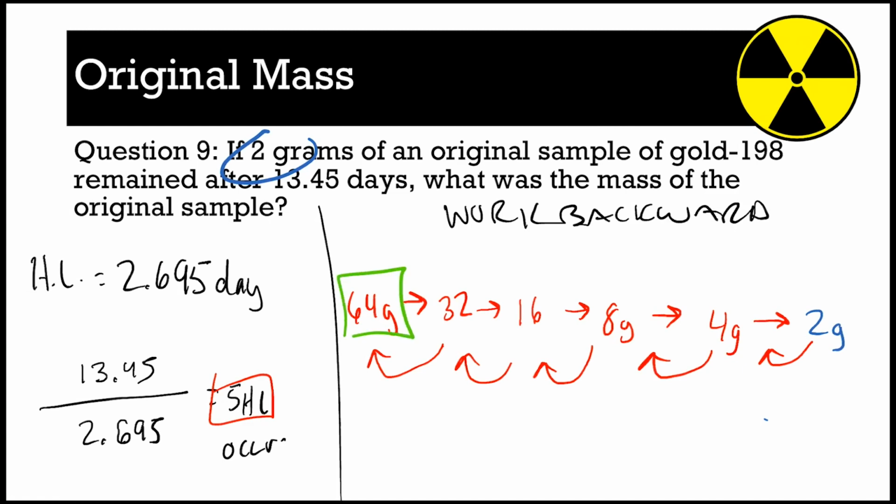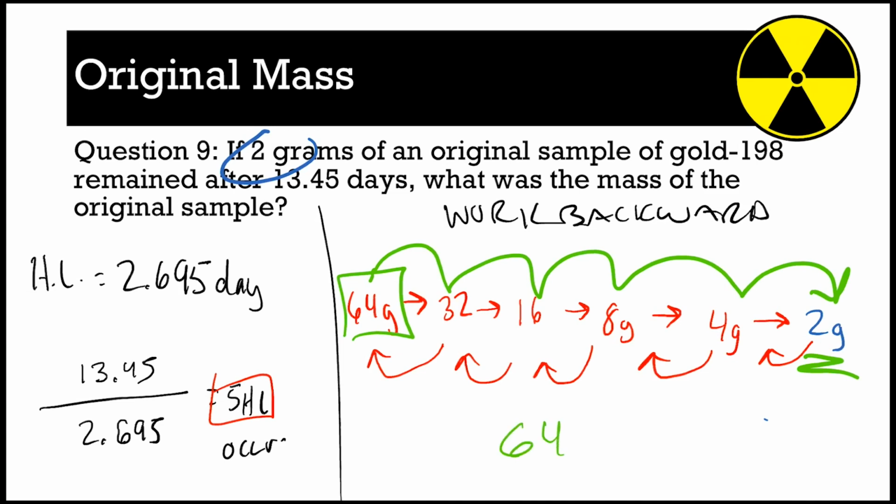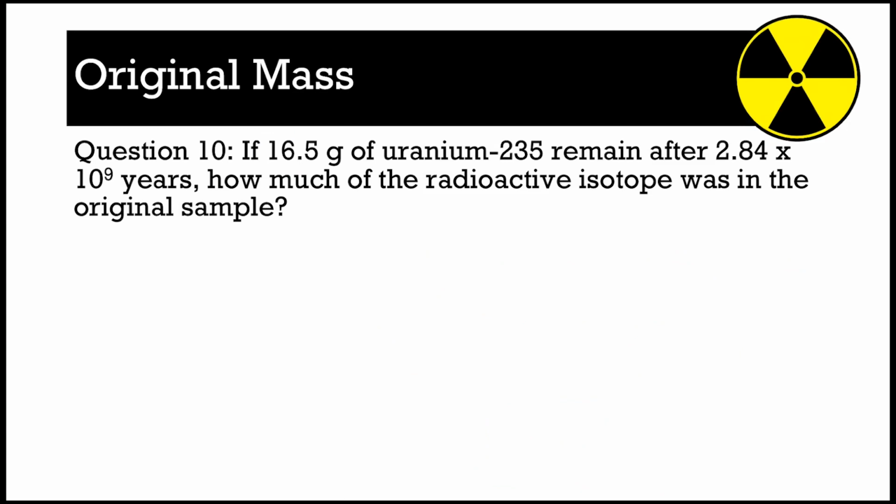Normally, I would give you 64, and then we do 1, 2, 3, 4, 5. But here it gave you the final. I want you to figure out where you started. So 64 grams is how much you started with, and that is it. Okay. Another type of this question.